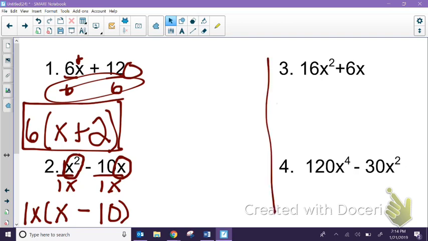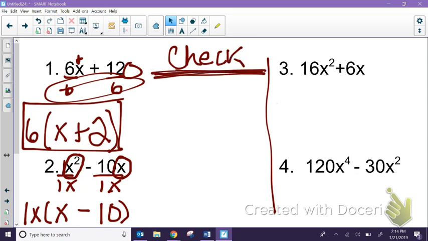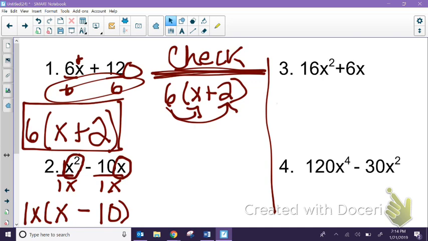Between number 1 and number 2, you can always check your answers, which is mind-blowing to me because none of you guys did that on the test. Absolutely zero. None of my students did it, even though I repeated this over and over again. You can check your work by taking what you took out and multiplying it back into the parentheses. Again, factoring is dividing. So how do you undo division? You multiply it. What is 6 times x? Oh, that's 6x. What's 6 times 2? Oh, that's 12. Does that match with this? Absolutely. It matches. So this I know is a correct answer. I know I'm going to get that correct on my test.